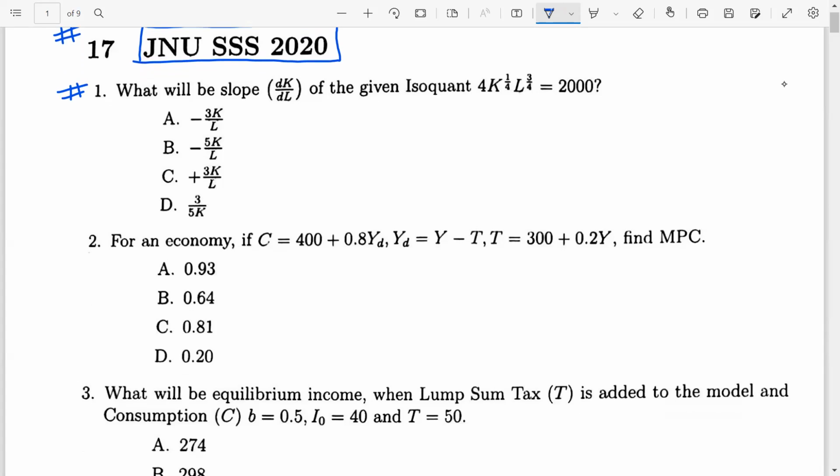So let's look at question number 1. What will be the slope dK by dL for the given isoquant 4K^(1/4) L^(3/4) = 2000? Okay, so it's a very easy question. Let's quickly come to the whiteboard and solve this question.